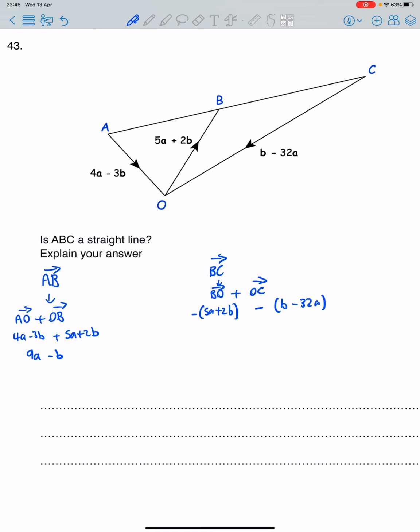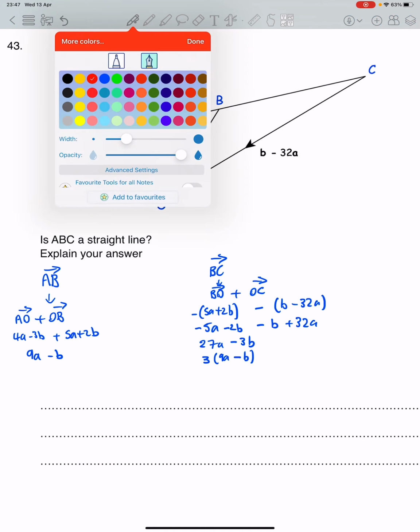Okay, so let's expand and simplify this. So that's minus 5A minus 2B, because the minus is being applied to everything, minus B plus 32A. Be so careful with those negatives, they can trip you up. Okay, so simplifying that, minus 5A plus 32A is 27A. We've got minus 2B minus B is minus 3B. But look at this. This is actually the same thing as 3 times bracket 9A minus B. So they're both multiples of 9A minus B.